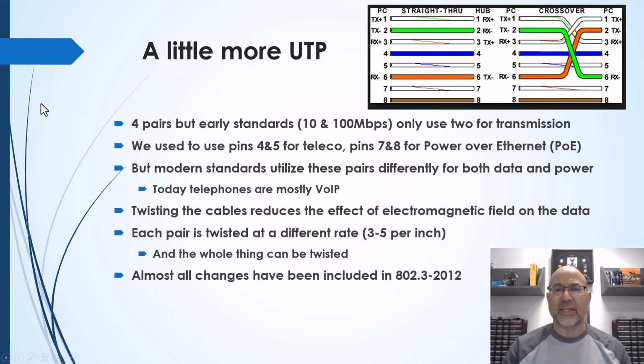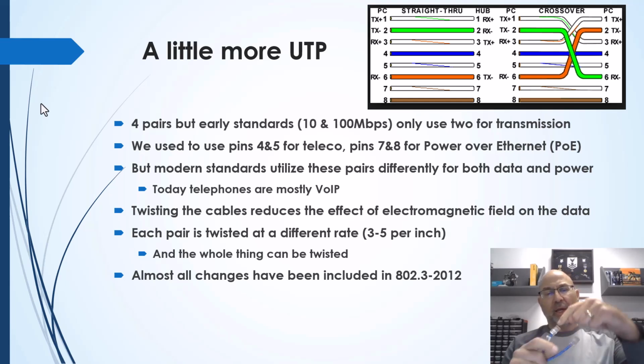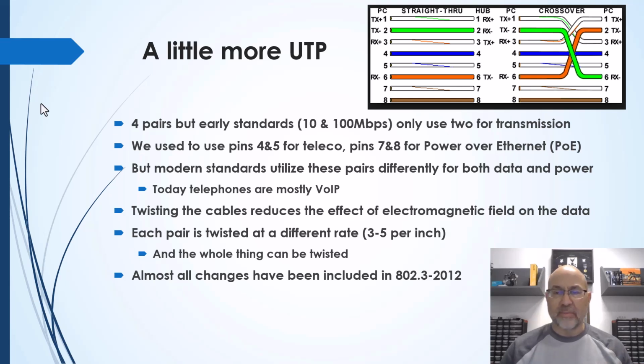Now, each pair is twisted. They are twisted at different rates. So when I say that these pairs are twisted, if you imagine just pulling out the orange or the green pair, you would twist the wires together. And what that does is it reduces the impact of the electromagnetic fields set up by the signals or other surrounding signals.